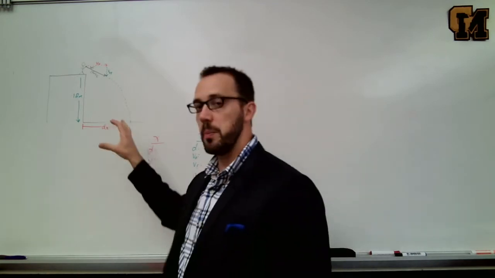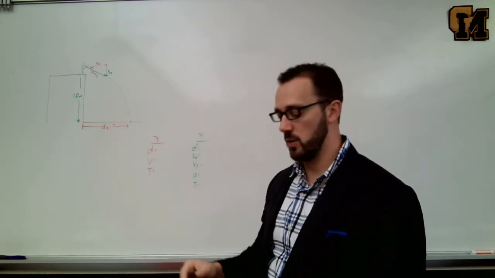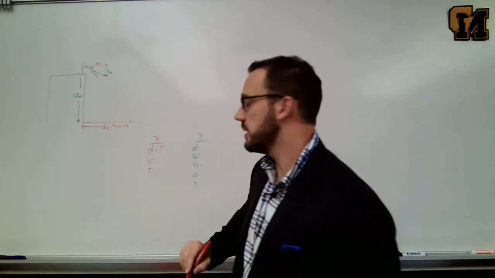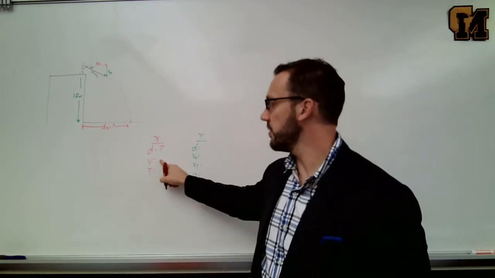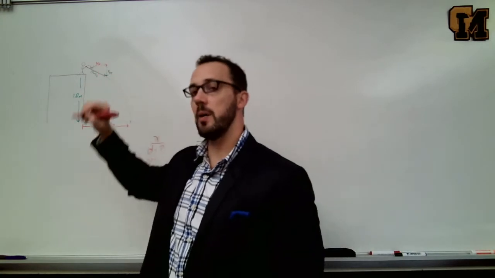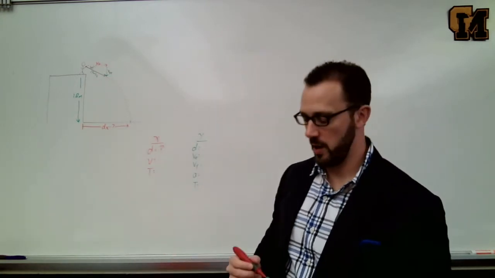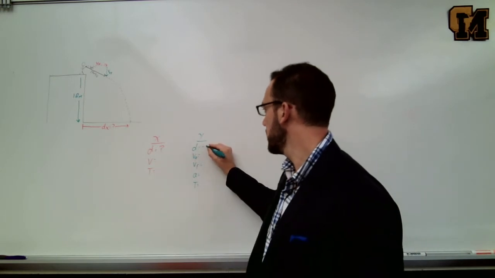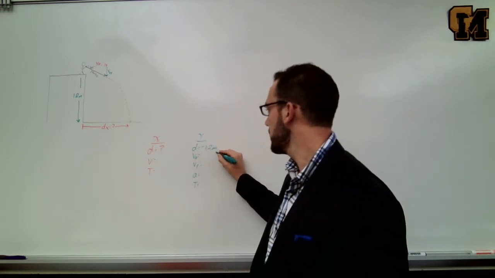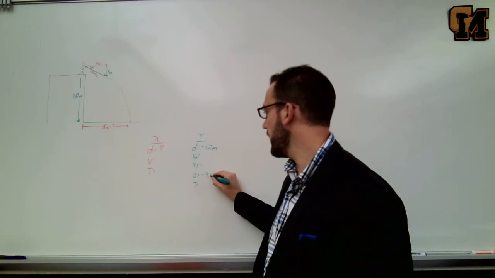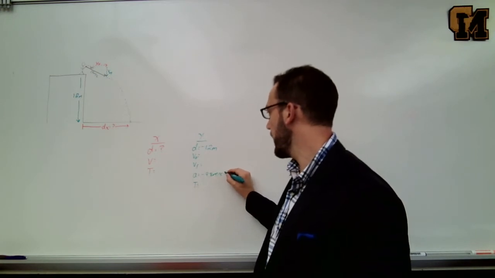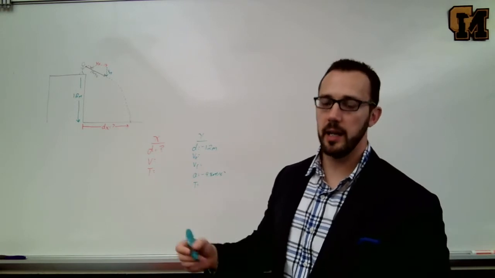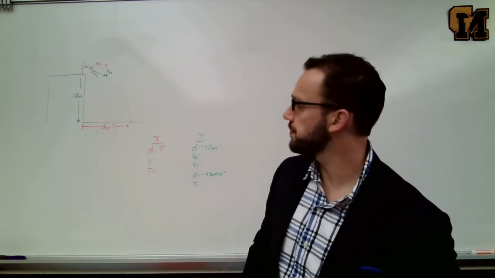Pulling our numbers out of our picture and plugging them into our x and y columns. In the x direction, D is the question mark. We don't know the velocity in the x yet, but we'll solve for that in just a moment when we do our right triangle geometry. In the y direction, displacement is negative 12 meters, acceleration is negative 9.8 meters per second squared, and V naught we don't have yet, but we'll solve that in just a second, again when we do our right triangle geometry.